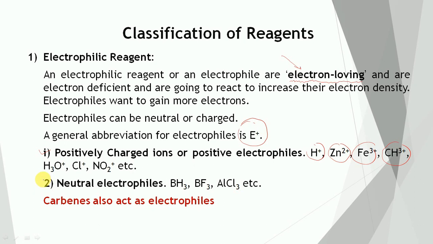The second one is neutral electrophile: boron trihydride, boron trifluoride, aluminium trichloride. These are electron deficient species. They have either an empty p orbital or empty d orbitals. They are electron deficient. The most popular electrophilic reagent is carbenes.